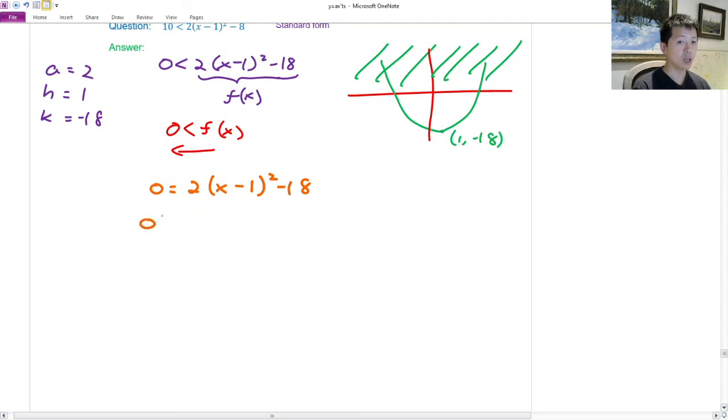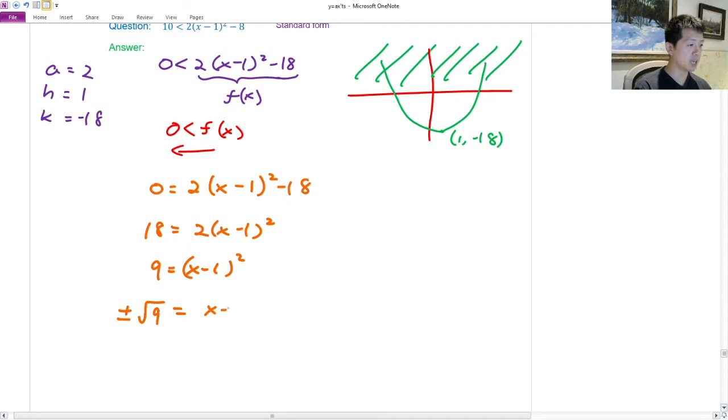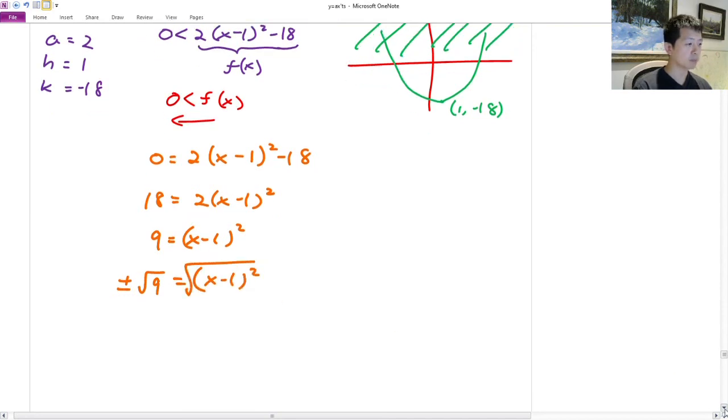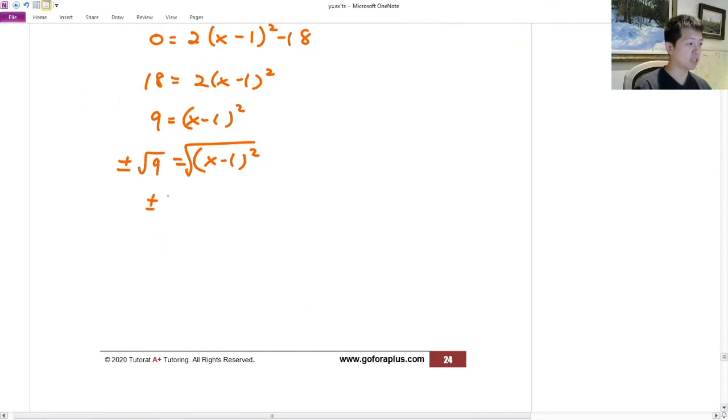So I'll have to move the minus 18 to the other side, so I have 18 equals 2 times (x minus 1) squared. Divided by 2, I have 9 equals (x minus 1) squared, and I will have to take the square root, and I will have a plus or minus sign. And what do I have? I have plus or minus 3 equals x minus 1. I will have two answers.